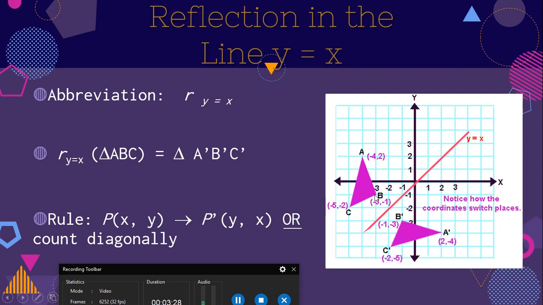So for example, B, on a diagonal, I have 1 box to get to the line of reflection. I'm going to go 1 more box to locate B prime. It works with C and A. For C, it's 1.5 blocks. So for C prime, it's going to be 1.5 blocks. So you can count, but if the line of reflection is on a diagonal, so is the counting procedure.